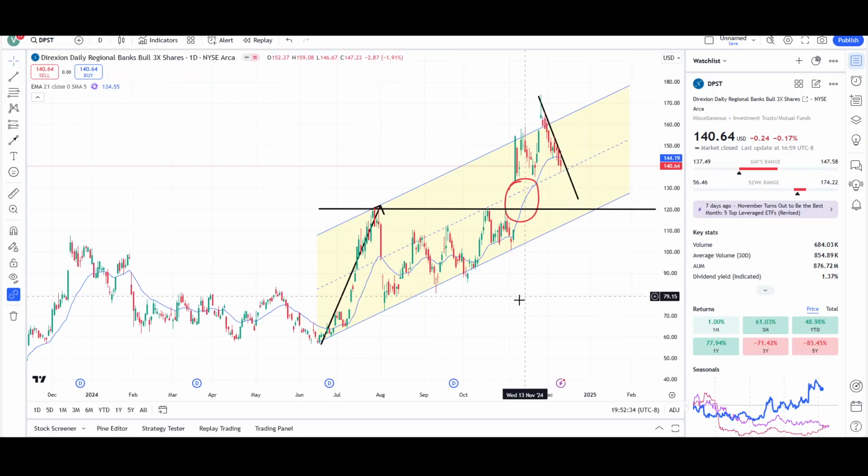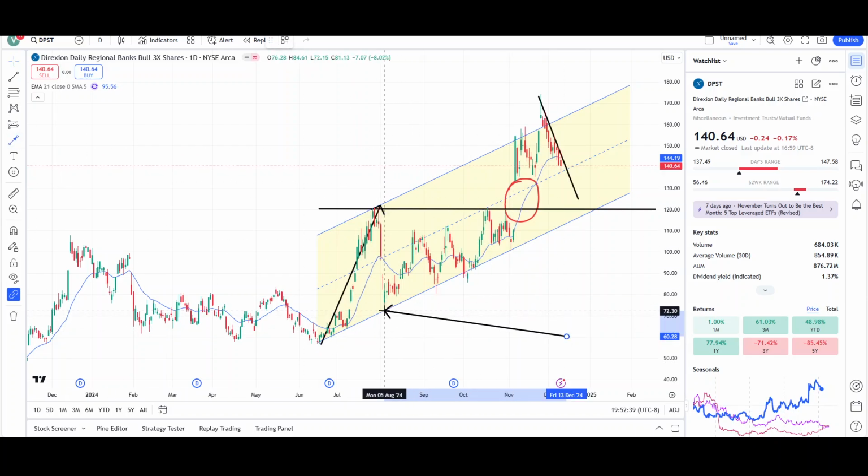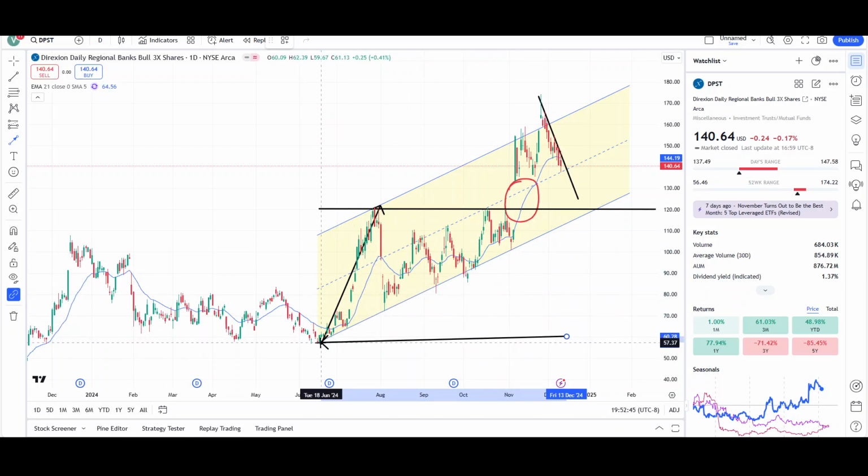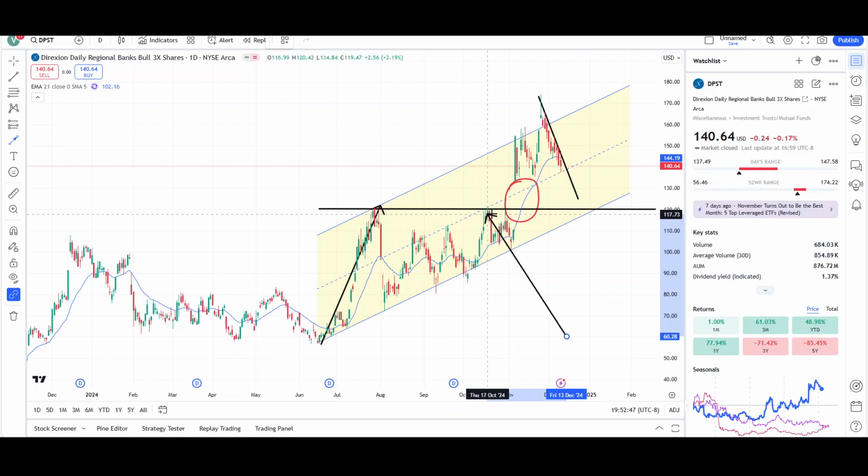So I noticed that price was previously making higher lows as illustrated here. This was a low, another low, a higher low, and a higher low. So price was making higher lows since this low point back here in June of 2024, and it was bound to break out from the highs because it was making higher lows. There was a strong bullish imbalance in play.